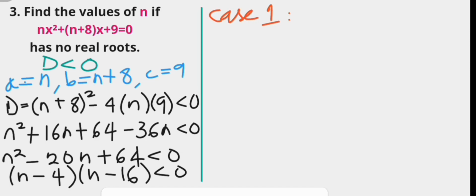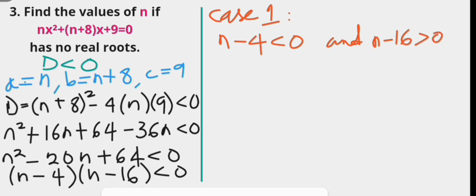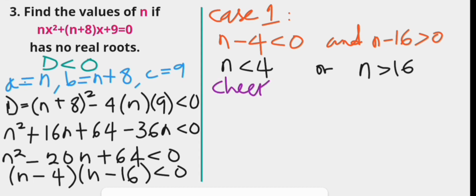is when the first one, n minus 4, is negative, that is less than 0, and the second one, n minus 16, is positive, that is greater than 0. If n minus 4 is less than 0, n must be less than 4, and for the second one, n must be greater than 16. Again, these being inequalities, we need to check for their validity. Now, to start our check, let's take a value less than 4. Let's take 3.